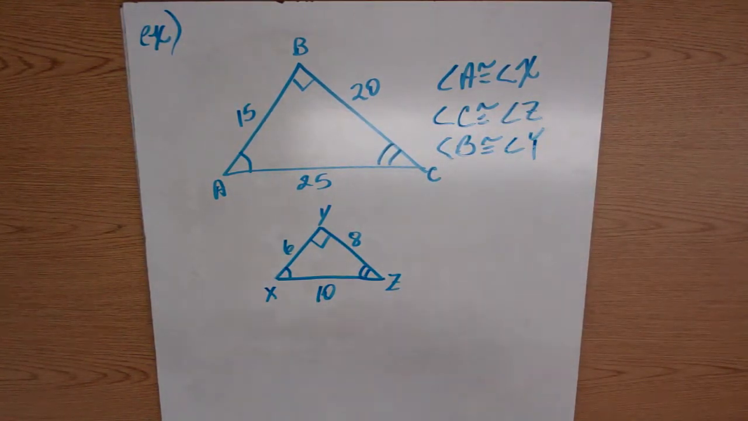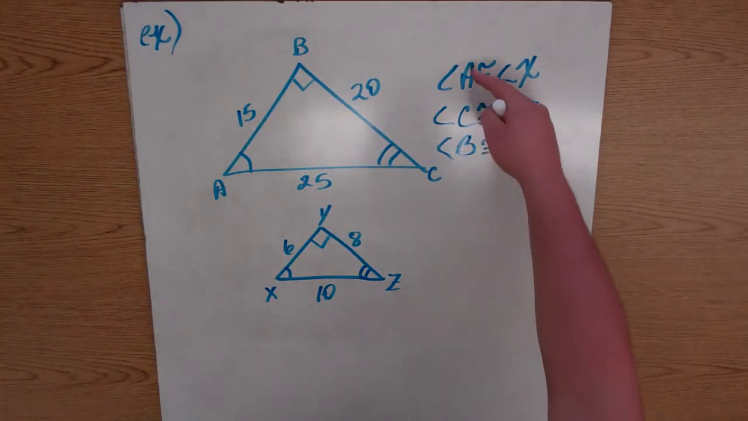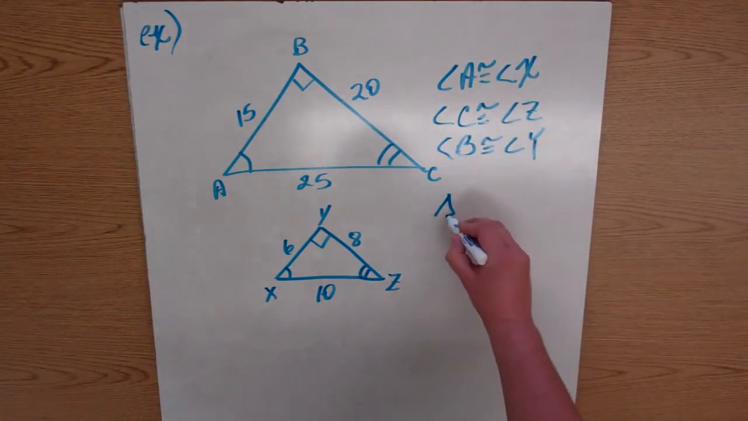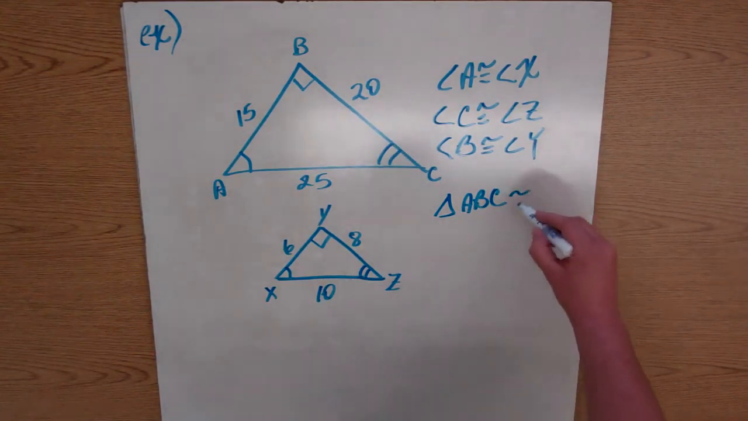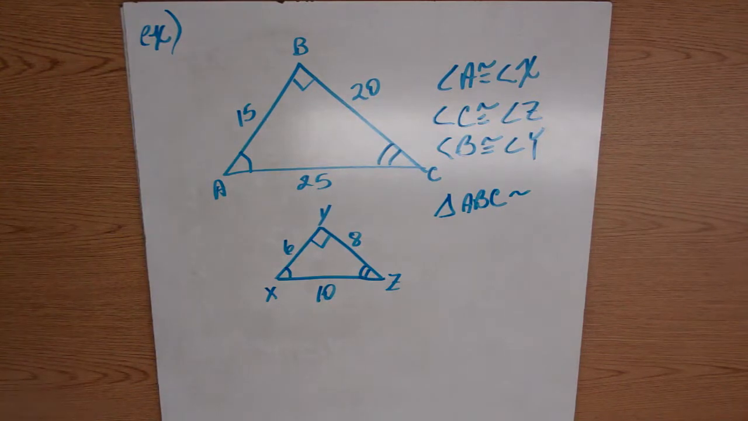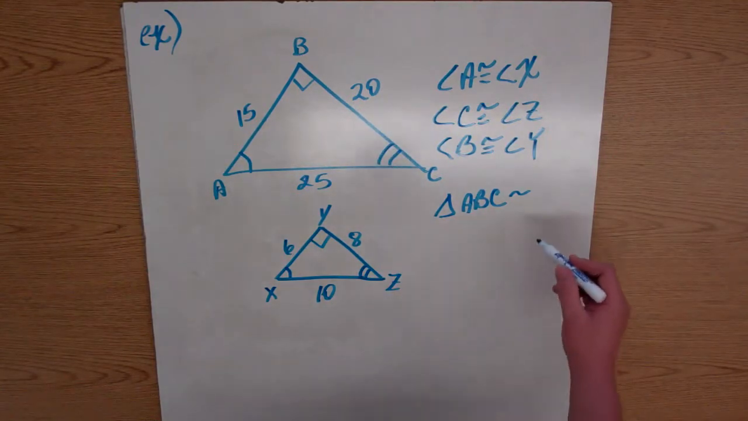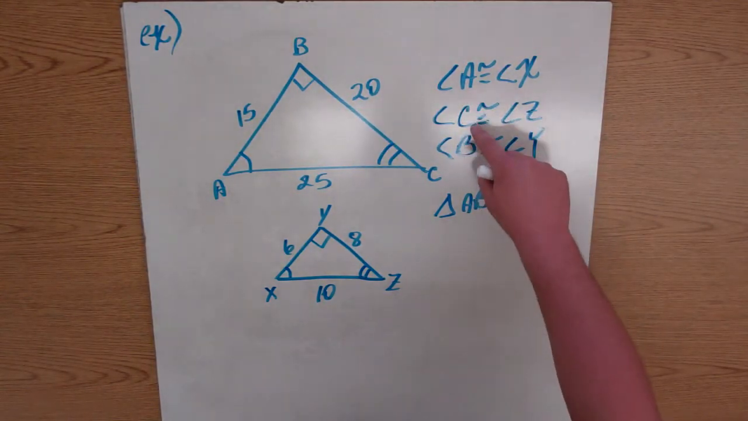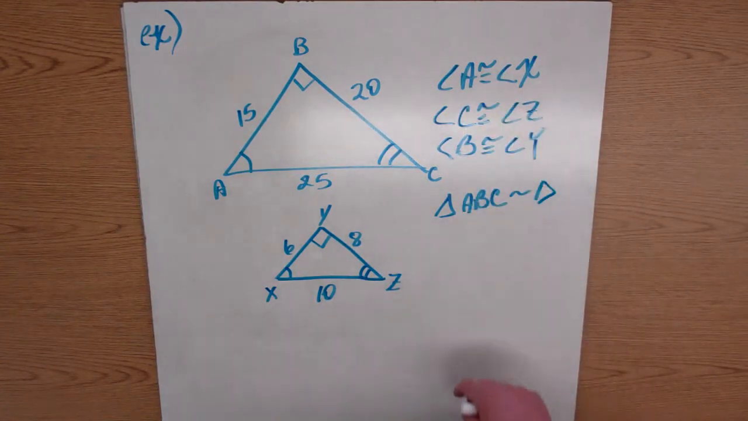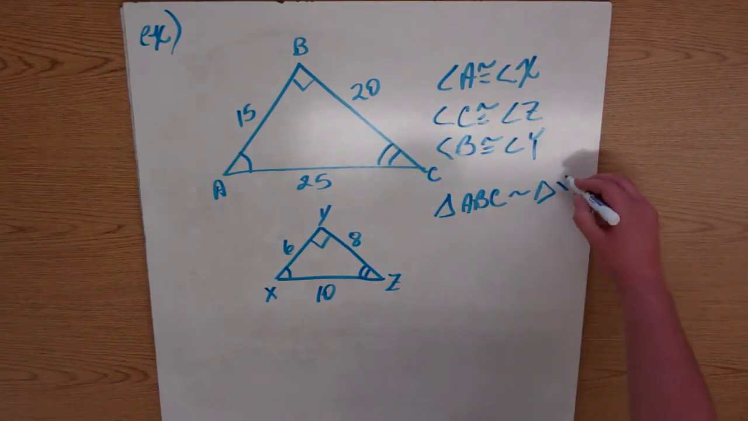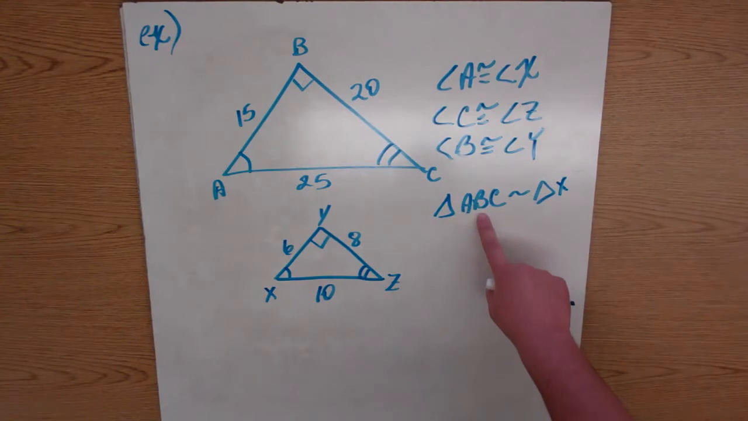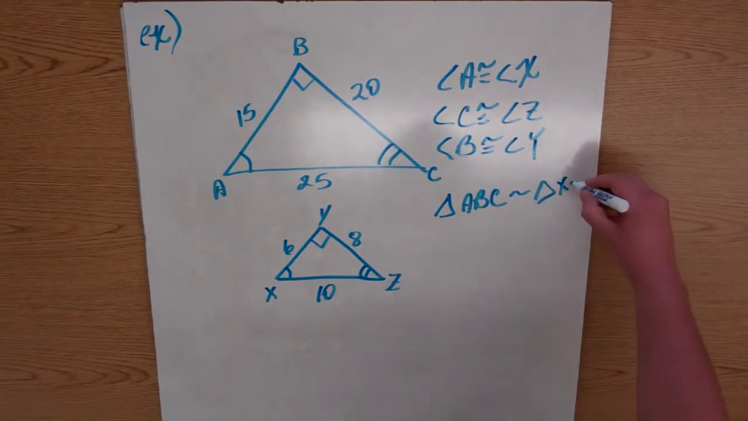Now we can write what's called a similarity statement. It's similar to a congruent statement. Let's do triangle ABC. Your similarity mark is just a single tilde. And then triangle, since I did ABC, these have to stay in the same order. Since A is congruent to X, since A is first here, X has to be first here. Since B is second here, Y has to be second over here.